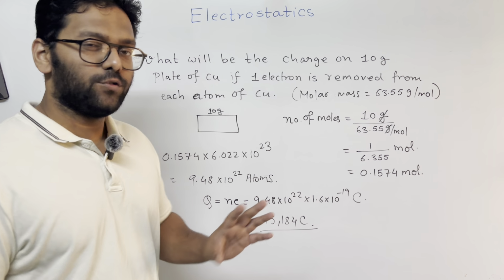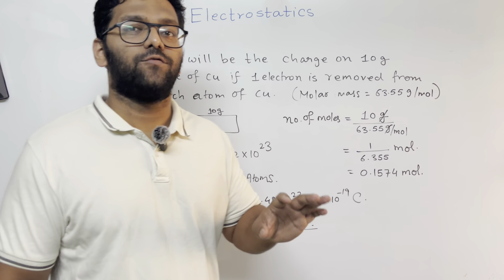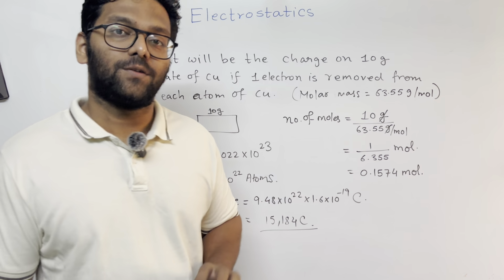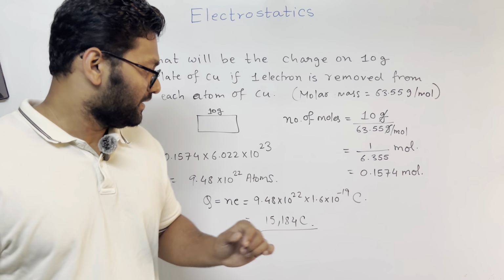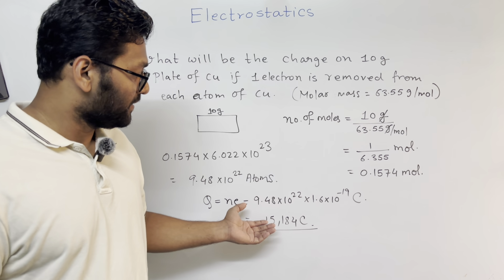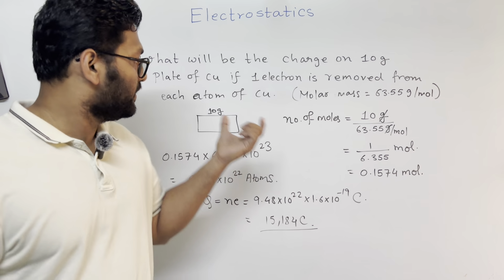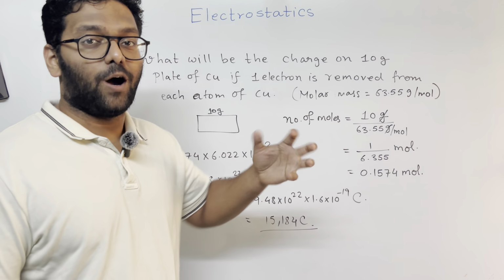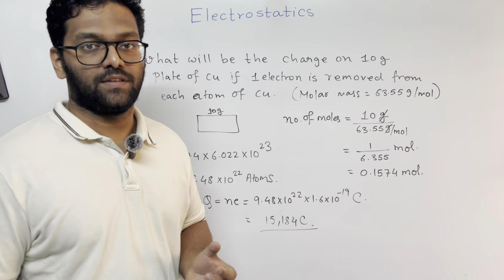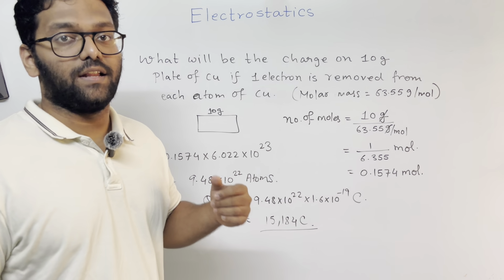Okay, and to give you an idea, a lightning thunder will carry about 5 to 15 coulombs of charge. Now if you consider 15 coulomb of charge carried by a lightning, then this is 15,184. That means it is at least 1,000 times greater charge, that too in this small plate. So it is like thousands of thunderbolt energy is in this particular thing. Okay, so if you remove an electron from each atom, it will explode.